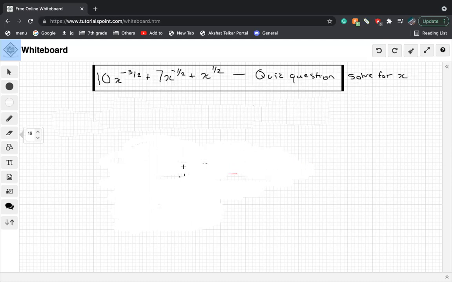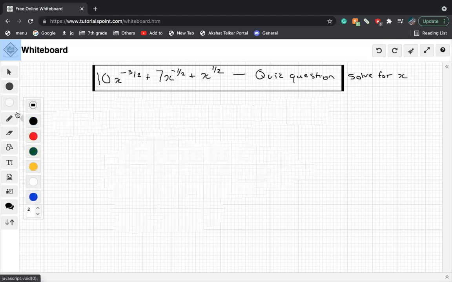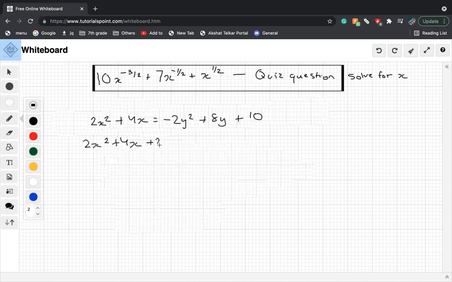All right, let's go down to a little bit more tricky question here. So if I go back to the pen, let's go 2x squared plus 4x equals negative 2y squared plus an 8y, sorry, this should be a y, plus a 10. So the first step you want to do is make sure that this entire y side is on the x side as well. So this should be 2x squared plus 4x plus 2y squared minus 8y equals 10.